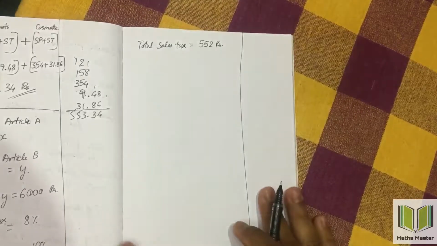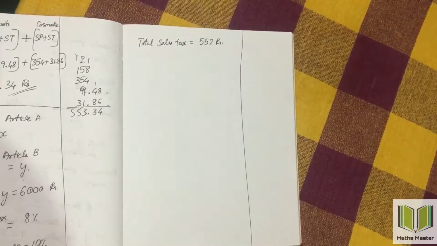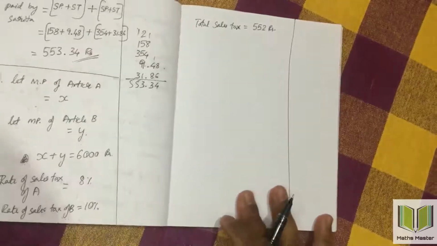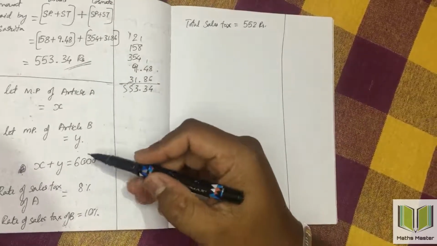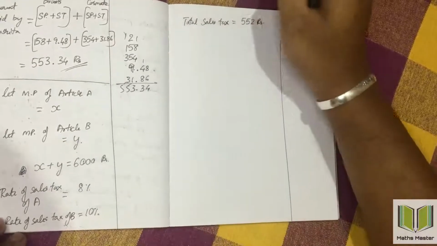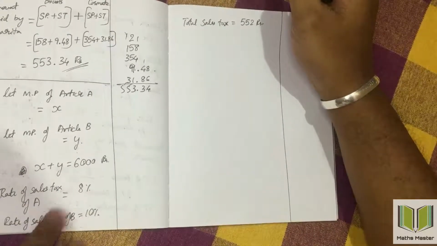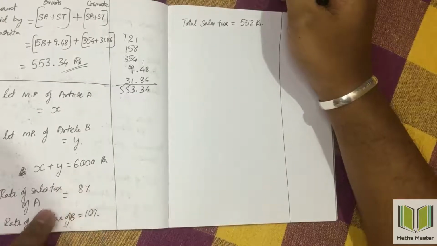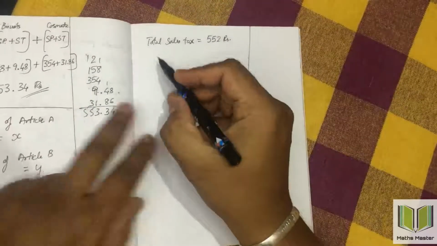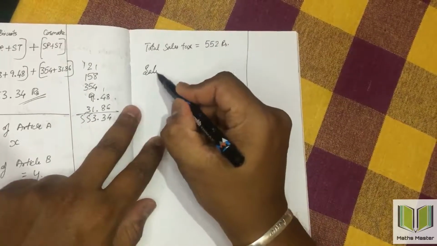Okay, there are two methods to solve this particular problem. The first method will be an easier one. I'll just show how the problem could be taken. They have mentioned x plus y is equal to 6,000. We'll come to this part later. Now, rate of sales tax is given, so we can take the sales tax formula.